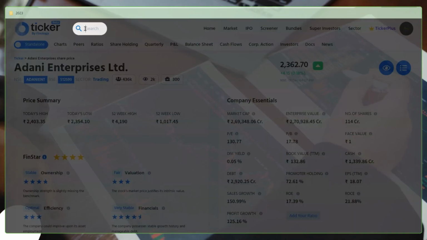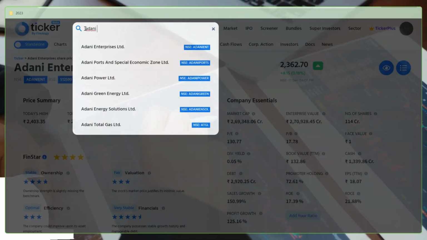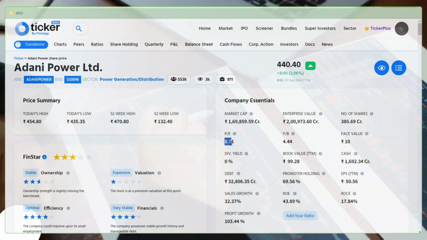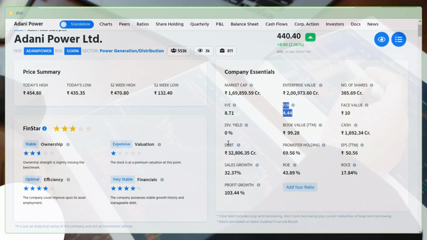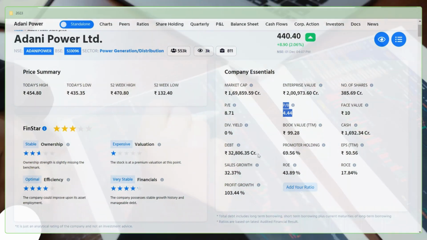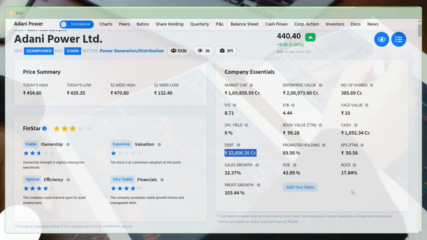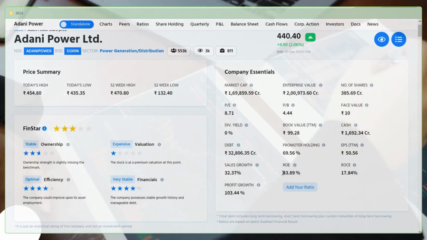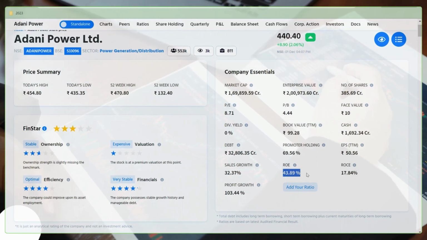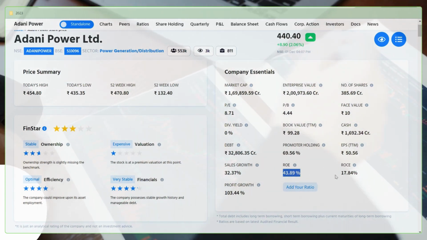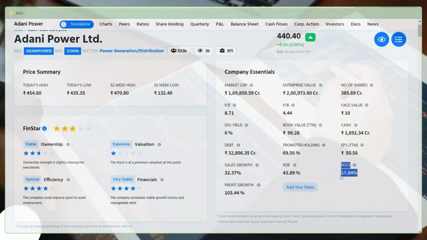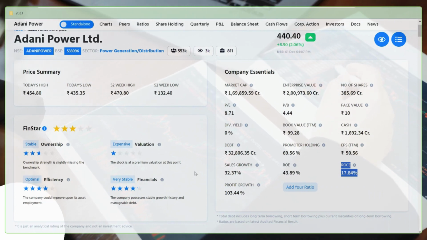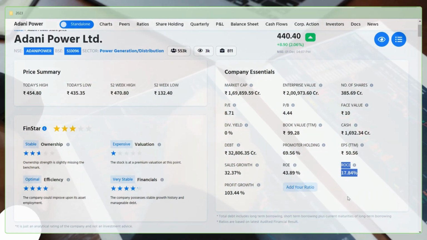Let's see Adani Power. PE is 8. It is cheaper. PB is 4. Adani Power has so much debt, right? And that's why ROCE has come down. ROE is saying that we are getting good returns. It is growing well because there they have not considered the loan amount, and ROCE is less because they have considered the debt here. So ROCE and ROE should be around 20-25. That is considered good.